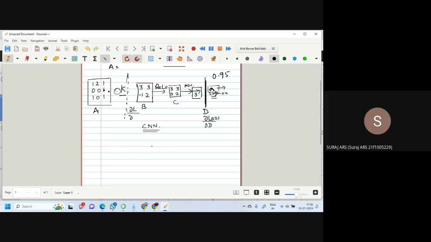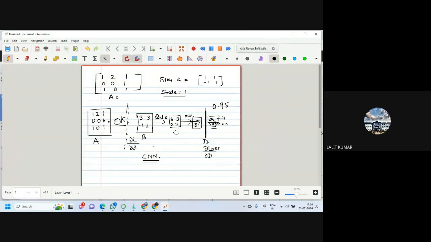A doubt: how is the first value 3 and the second value 3 with -1? See, you applied this filter. You take this filter 1, 1, -1 and put it here. So 1 into 1, 2 into 1, 0 into -1, 0 into -1. So 1 plus 2 becomes 3. Okay, got it. So how do you do it? You apply the first filter here, the second filter here, the third filter here, and the fourth filter here. Got it.